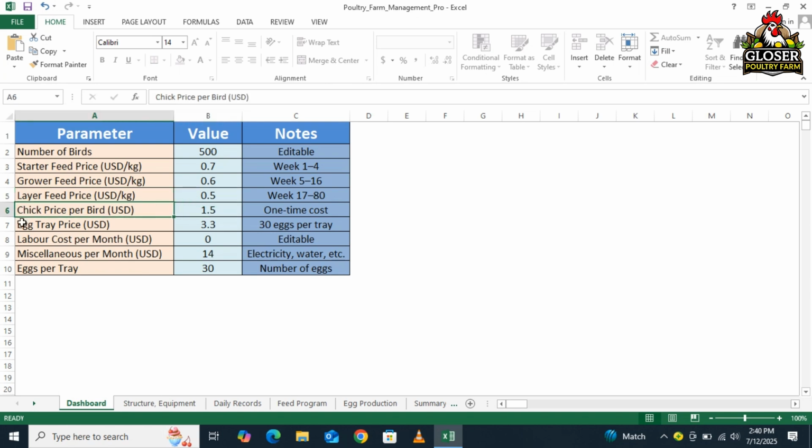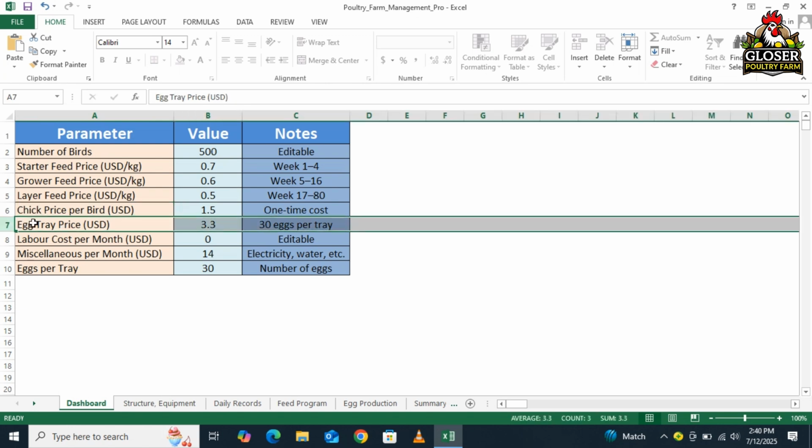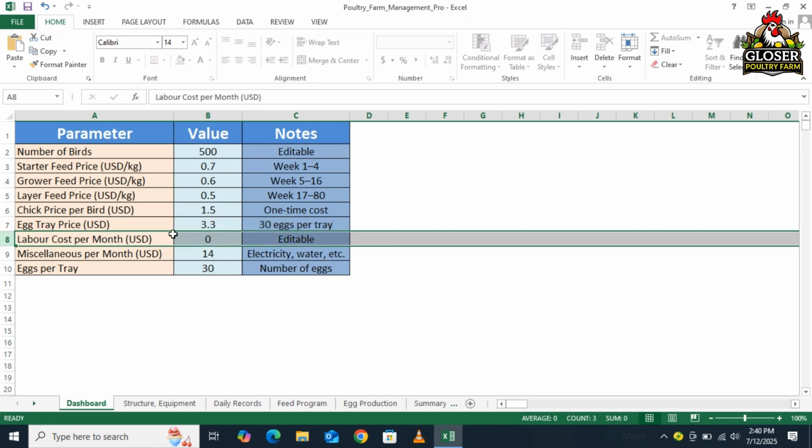Now let's set the price for eggs. In my local market, a tray of eggs, which holds 30 eggs, sells for about $3.3. So I enter 3.3 as the tray price. Since I'll be handling the daily tasks myself, feeding, cleaning, egg collection, I don't need to hire extra help. That means my labor cost is $0, and I enter that into the calculator.